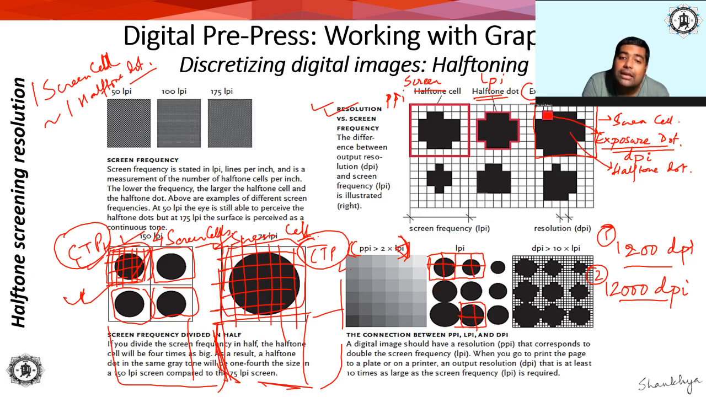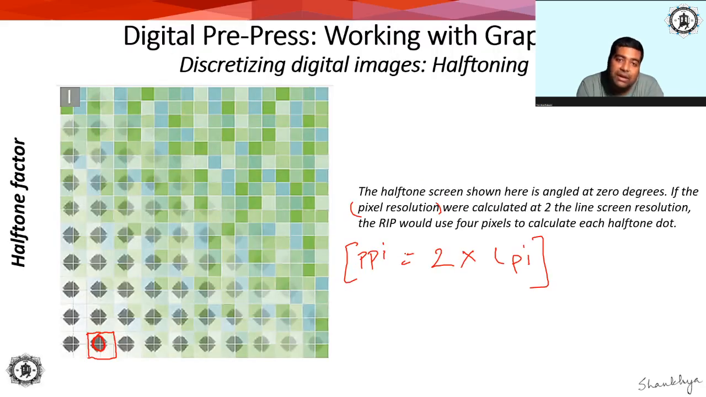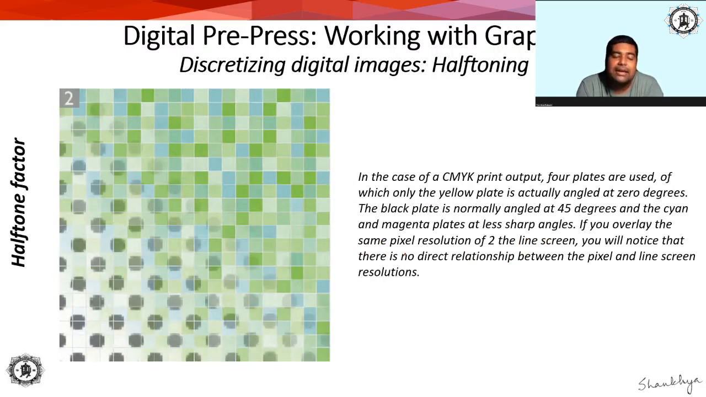This is followed when you are following this relationship, that is PPI is equal to twice that of the LPI, right? So here if you consider the unit space, or unit length, then how many dots are there? 2. For the same area, here there are 4 pixels. So that relationship has been followed, but this is not always true. We don't always use a PPI LPI relationship of 2. Sometimes it is required that some other values may be used.